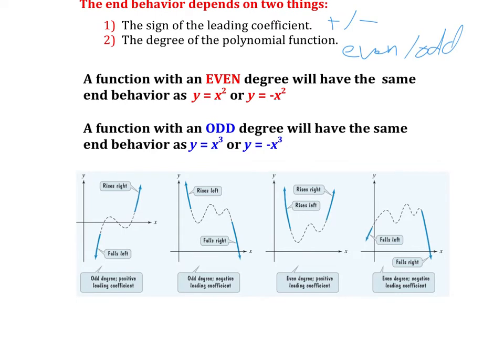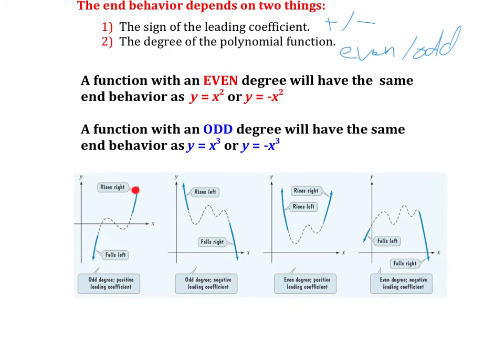So here are some examples. First one, the fact that the right side is pointing up tells me this is a positive leading coefficient. And the fact that we have one of each arrow tells me it's an odd degree. So positive lead coefficient, odd degree. Second one, the right arrow is pointing down. So I know it's a negative lead coefficient. And I've got one of each arrow, so that means it's an odd.